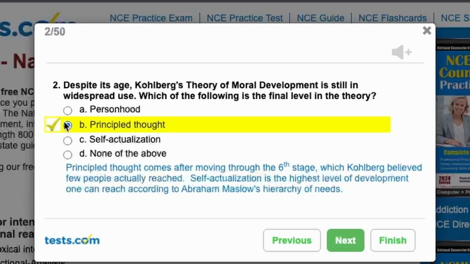B. Principal thought comes after moving through the sixth stage, which Kohlberg believed few people actually reached. Self-actualization is the highest level of development one can reach according to Abraham Maslow's hierarchy of needs.